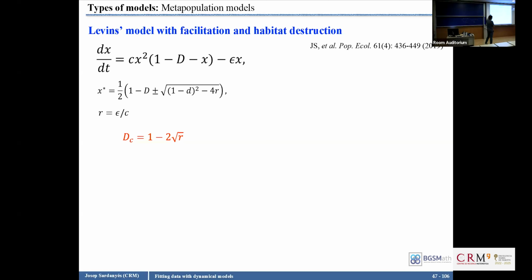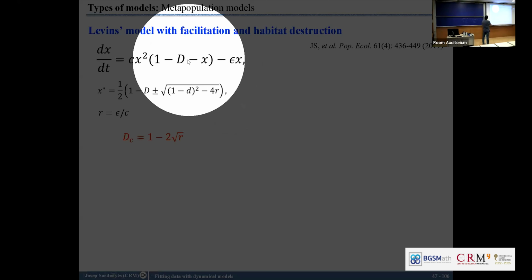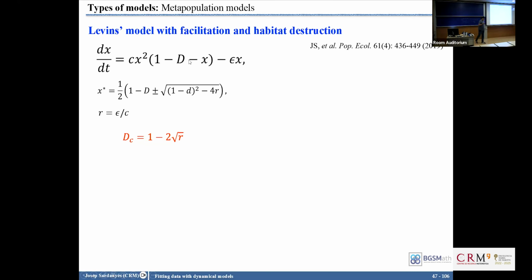Here we are not applying the assumption of the patches. So this is like the population, okay? And this is the fraction of habitat destroyed. So what happens, and this is something that has not been investigated a lot, what happens if we have habitat loss and we have some species that cooperates, that the individuals cooperate?